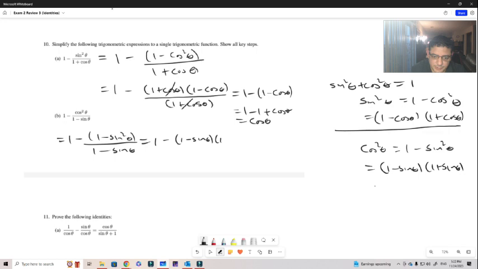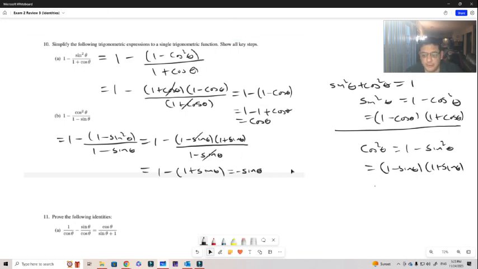sine, 1 plus sine of theta, and then 1 minus sine of theta. We get to cancel this. We're going to get 1 minus 1 plus sine of theta. And so this 1 goes away with this, and we're going to get minus sine of theta over here. Okay? So those are simplifications.